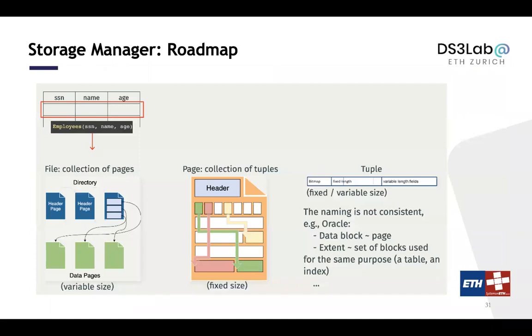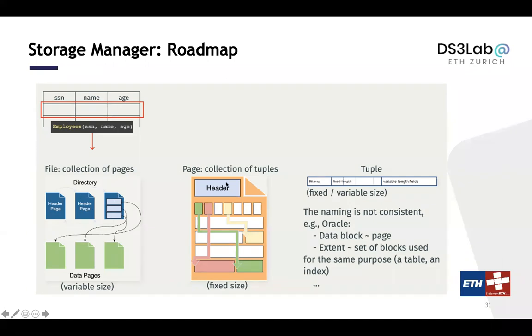Okay, so we are going to walk through this layer by layer. At the beginning, we have the relation you want to store, and then it's going to become a file, and a file is a collection of pages, and you need to organize all those pages in some way, and we are going to talk about it.